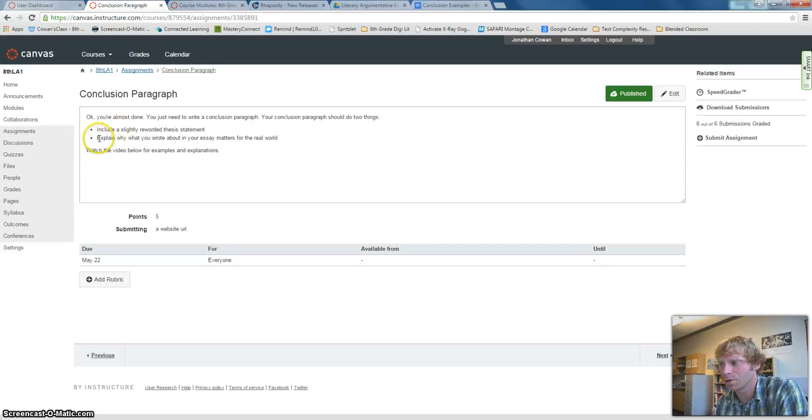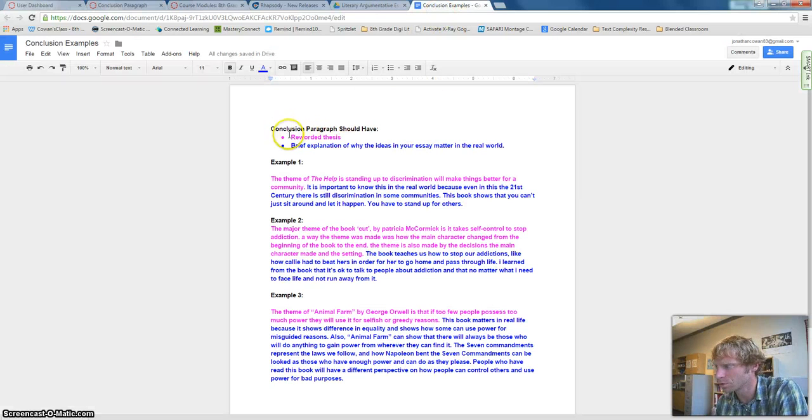And then you're going to explain briefly why what you wrote about in your essay matters for the real world. And here's 3 examples, and these 3 examples will be linked on this assignment. So a conclusion paragraph should have a reworded thesis and a brief explanation of why the ideas in your essay matter in the real world. Let's take a look at example 1.